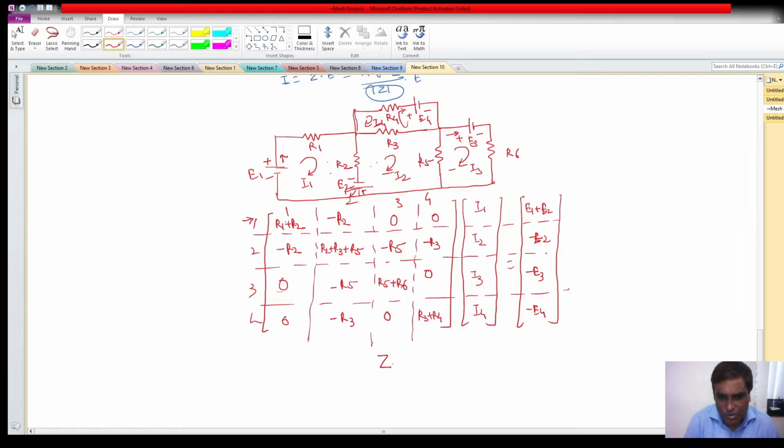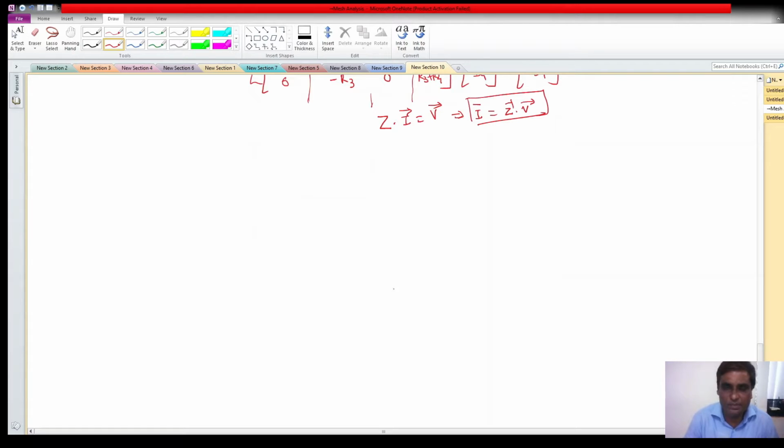With that you can express this as the impedance matrix times the unknown vector, equal to the voltage sources present in it, and from that you can find the mesh currents using Z inverse with the voltage vector. This way you can solve the network. Now let us take one example with dependent sources, and let us prove that if it is a dependent source, then the impedance matrix will not be symmetric.